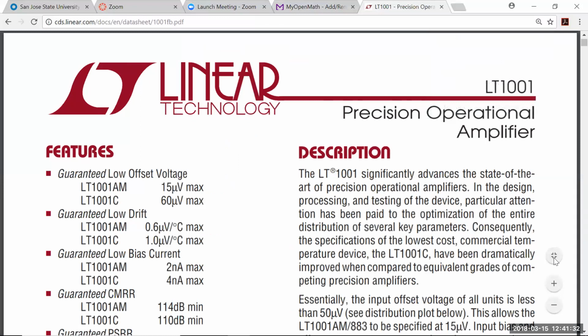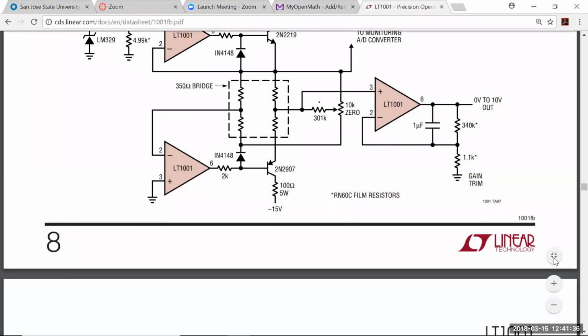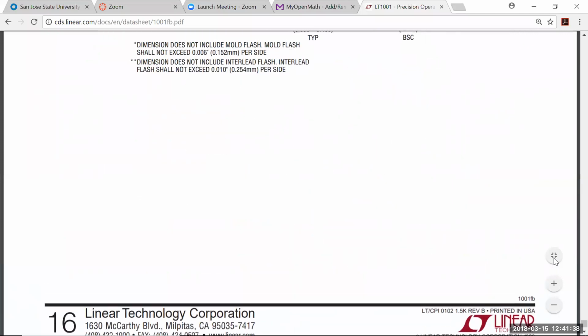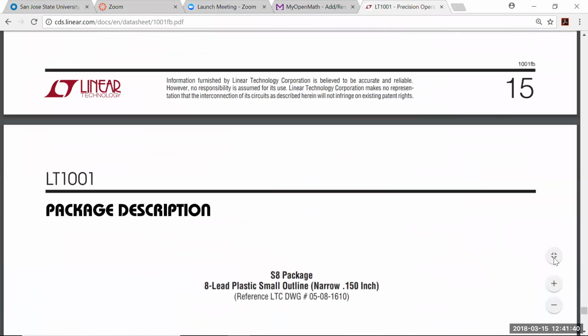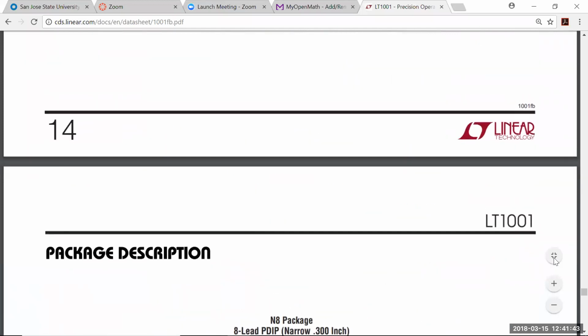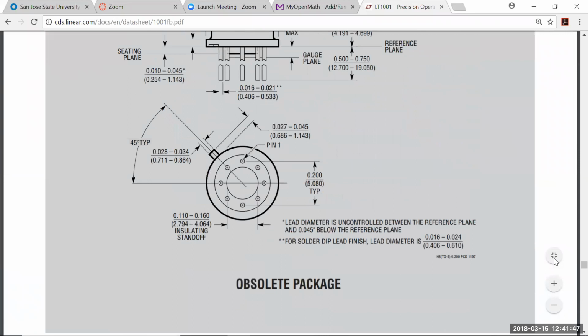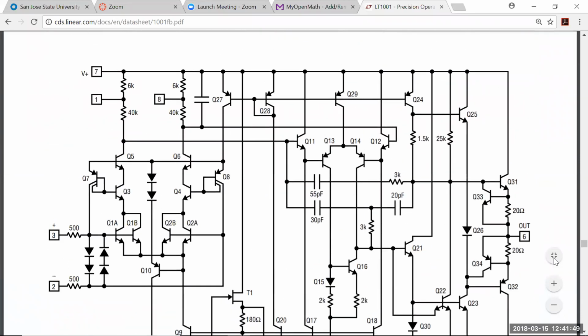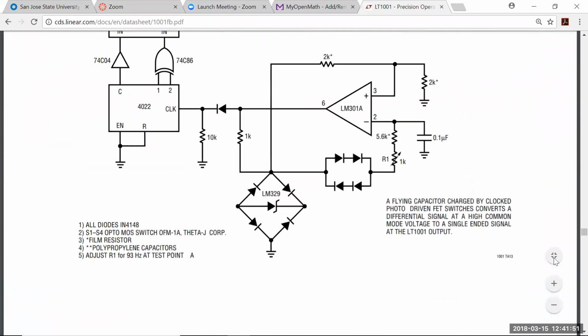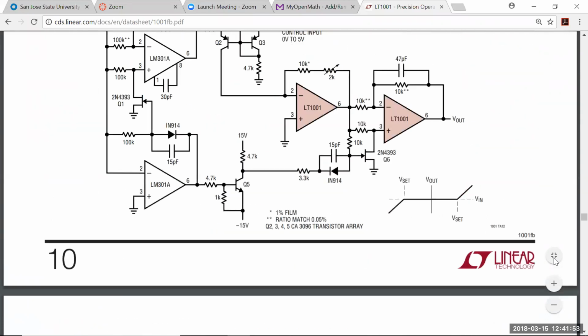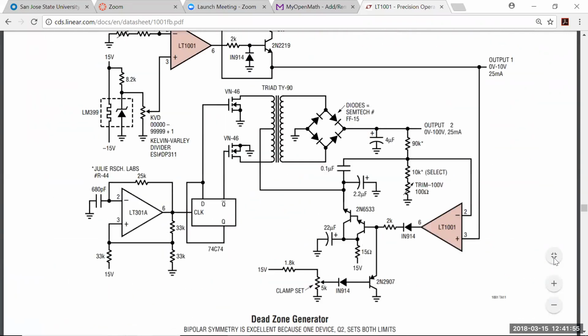Now, I'm not going to go all in. I'm just going to show you this one cool thing about data sheets: at the end, they want to sell you their op-amp. So they're going to show you how to use it, all the cool things you can do with op-amps. That's what's on the inside. So here's what are called application notes.